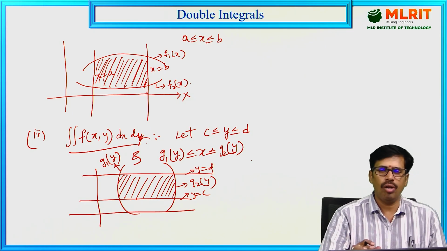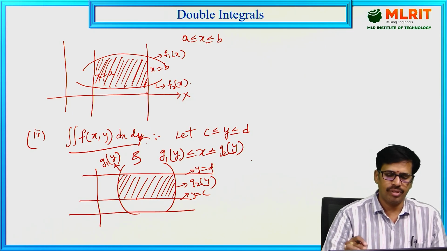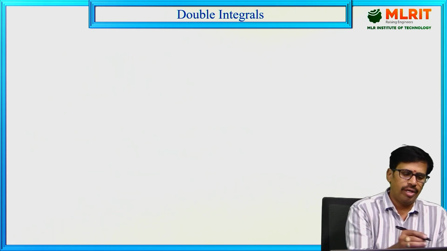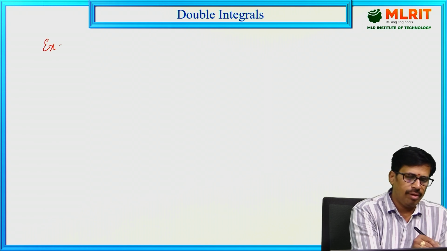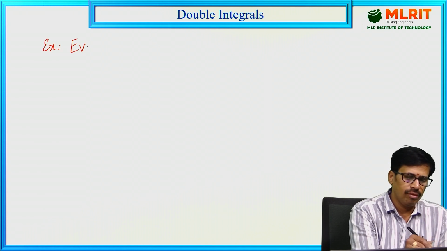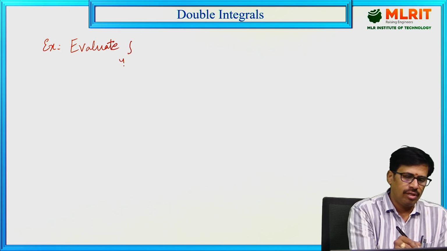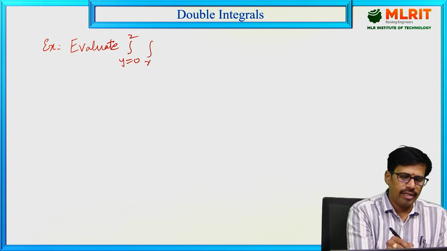This is all about the geometrical interpretation. Let us see problems on it. Say for example, evaluate the integral y equal to 0 to 2, x equal to 0 to 3, xy dx dy.